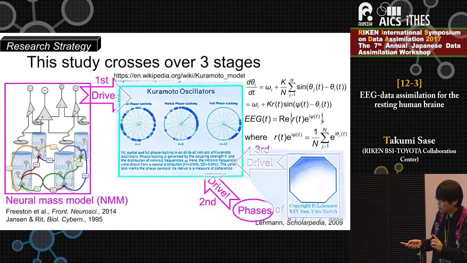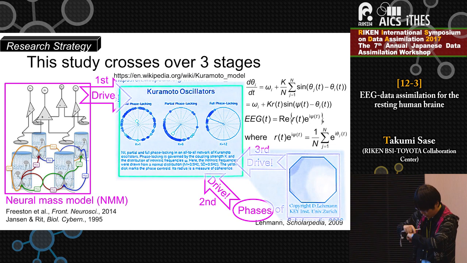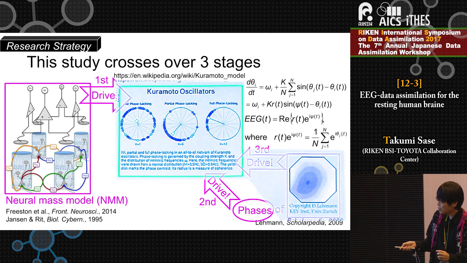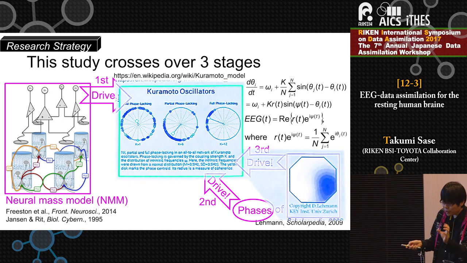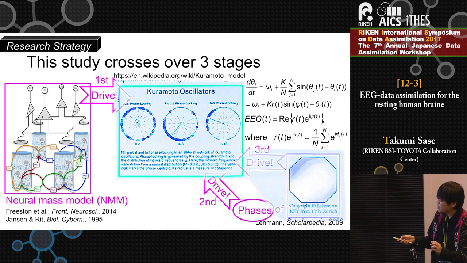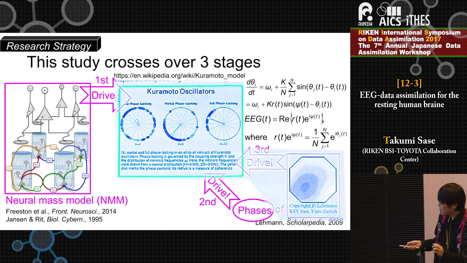At the first stage, we use a neural mass model. This is widely used in EEG dynamics, but I think this is not a true model, though widely used. So we do data assimilation with Kuramoto oscillators into the neural mass model. Next, the phases of EEG dynamics are used for simplicity. In the second stage, only the phase is used to drive the Kuramoto model. Finally, the EEG data itself drives the Kuramoto model.